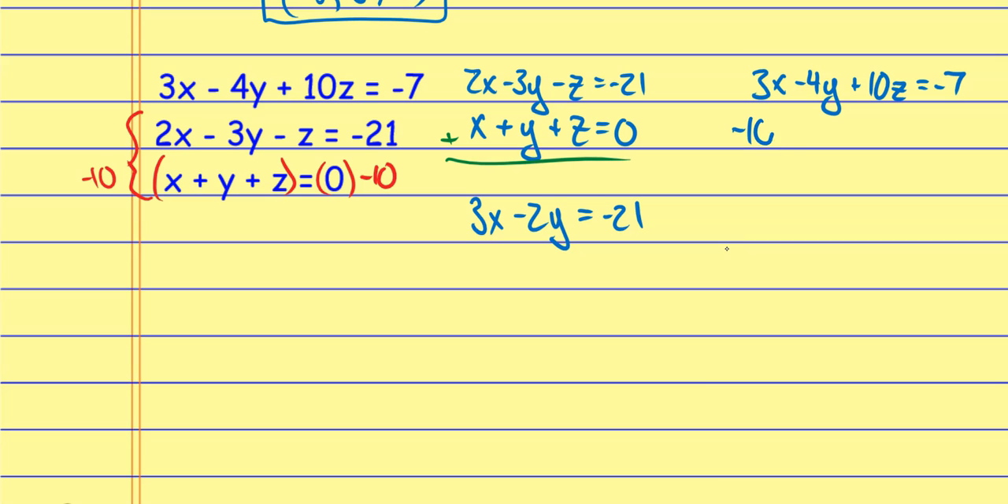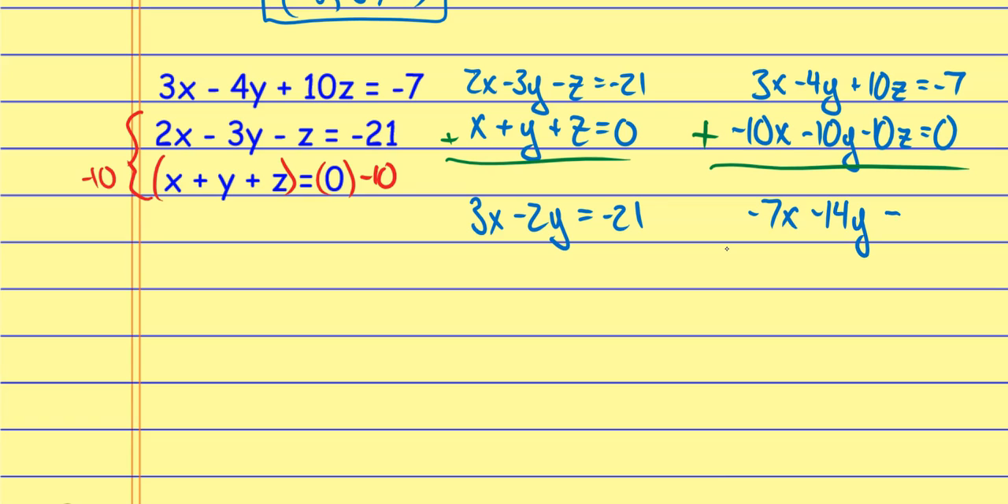So here I would get a negative 10x minus 10y. If I could write, I would write a y instead of an x like a crazy person, minus 10z equals 0. And now I add these up. So once again, I am just eliminating a second time. So here I get a negative 7x. Here I get a negative 14y. The z's cancel out, and here I get a negative 7.